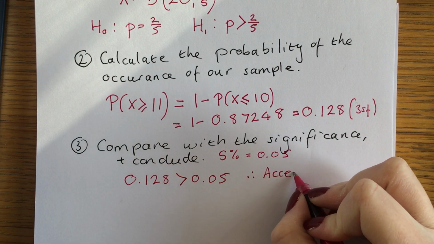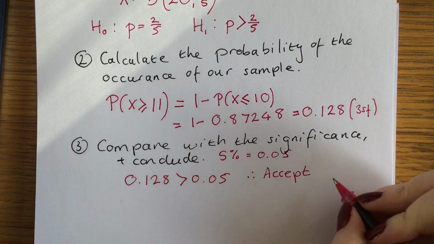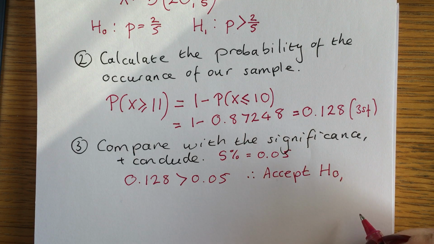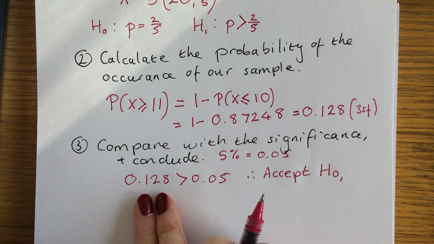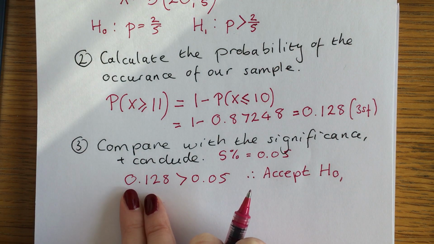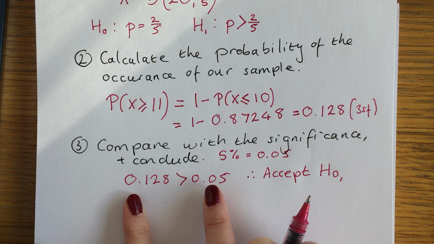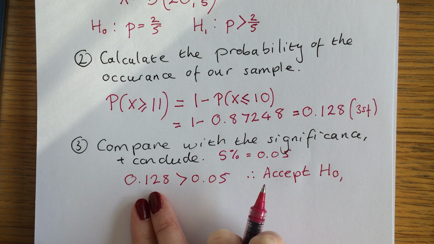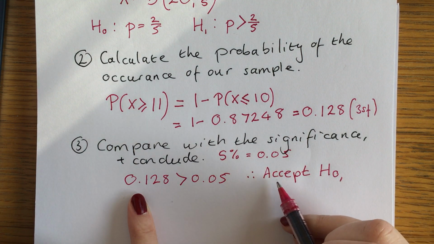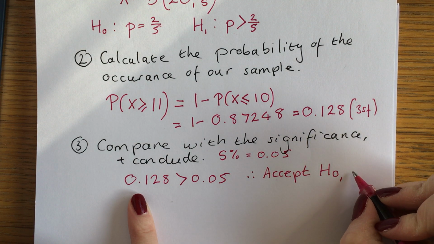So therefore, we accept our null hypothesis, because this is still, assuming our probability is 2/5, the likelihood of getting 11 or more people is greater than our cutoff. So that means it's likely enough to happen that my original problem is probably still true. So I'm going to accept the null hypothesis.